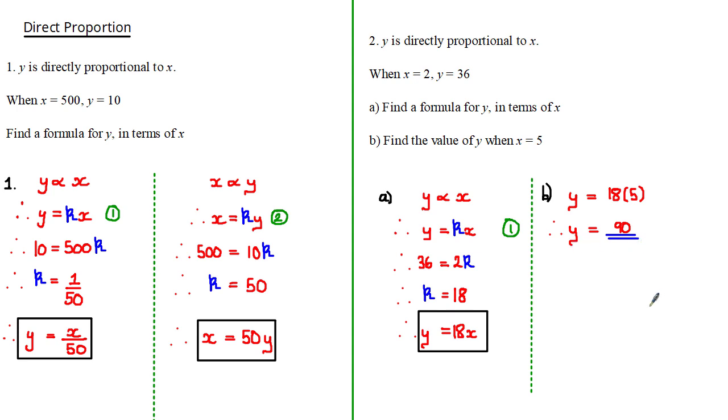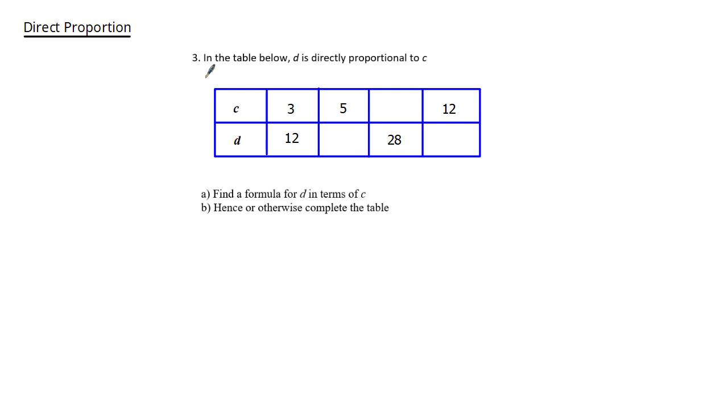Okay, let's look at the next example. In the table below, D is directly proportional to C. The first part asks us to find the formula for D in terms of C, and the next part says hence or otherwise complete the table. So I'm going to leave you with a few moments to pause the video to have a go at this one yourself, and when you come back, I will walk through the solution.